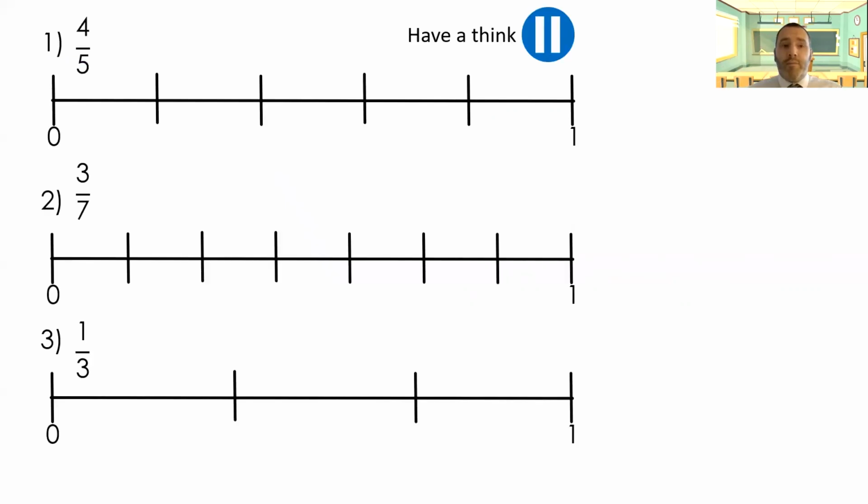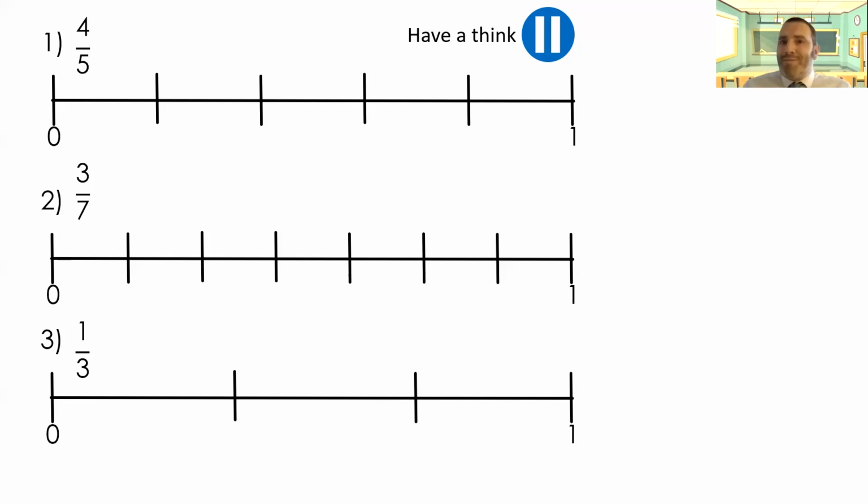Your turn. Have a go at these. Where do you think 4/5 will go on number 1, 3/7 will go on number 2, and 1/3 will go on number 3? If you're drawing these out in your book, please make sure you use a ruler and you measure the gaps to make sure they are equal. Pause the video here to complete this.